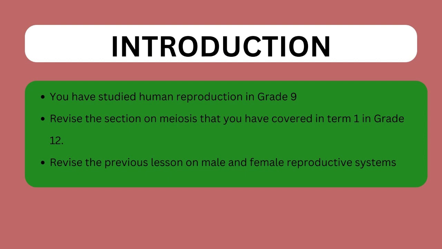Introduction. You have studied human reproduction in grade 9. Revise the section on meiosis that you have covered in term 1 in grade 12. Revise the previous lesson on male and female reproductive systems.